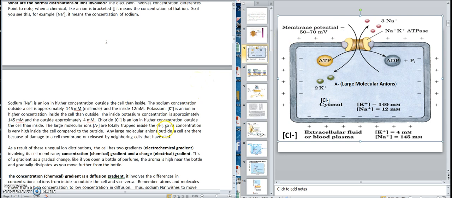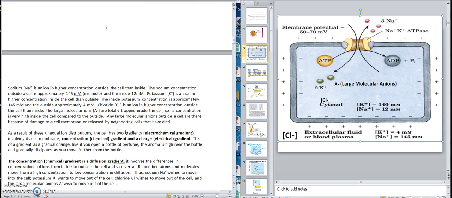Okay. Now, you say, well, if they're trapped, how would you have any outside? Let's talk about that. Any large molecular anions outside a cell are there because of damage to the cell membrane, where it may have leaked out and then the membrane was repaired, or at least by neighboring cells that would have died and released their large molecular anions. So it's very few, and any that did get out there were not intended to be out there. Okay, let's go further.